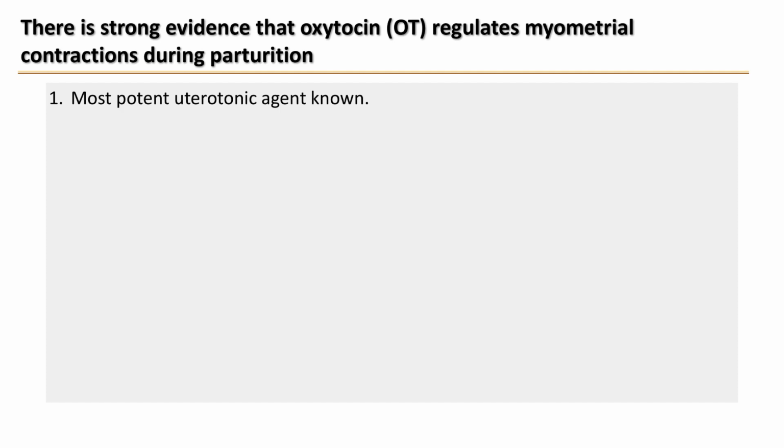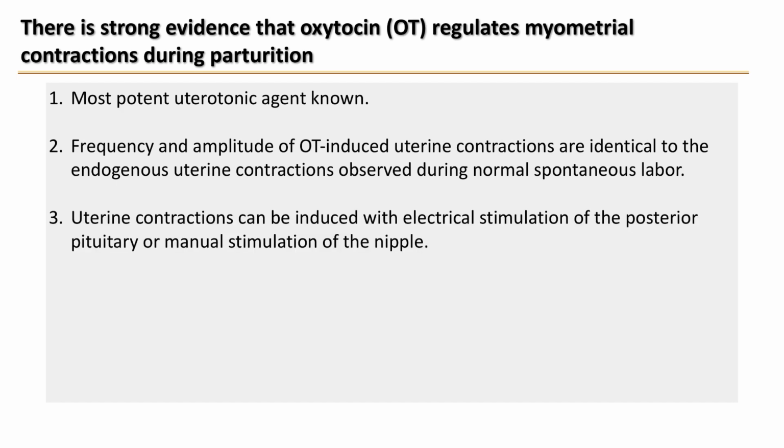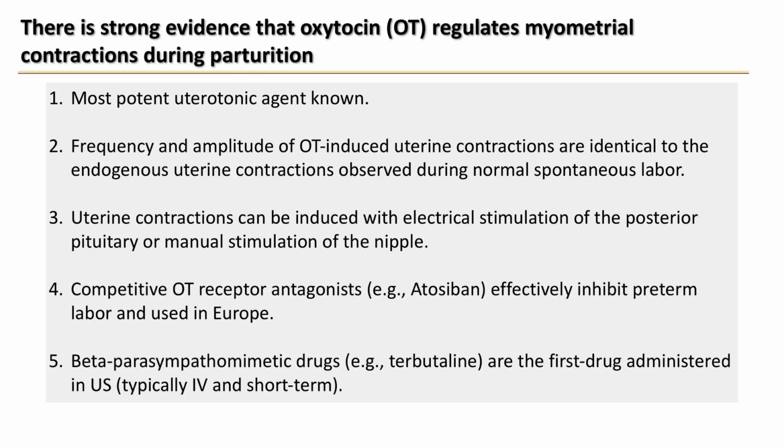Speaking about oxytocin, it is considered the primary molecule that drives myometrial contractions during parturition. It is the most potent uterotonic agent known. We know that the frequency and amplitude of oxytocin-induced uterine contractions are identical to those seen during normal labor. Uterine contractions can be induced with electrical stimulation of the posterior pituitary or manual stimulation of the nipple, i.e. 2 actions that are known to cause the release of oxytocin from the brain.